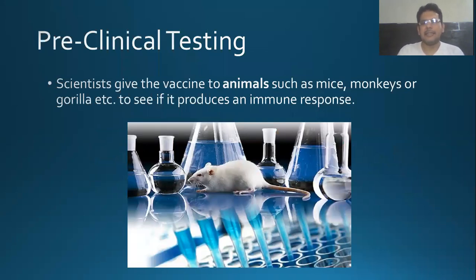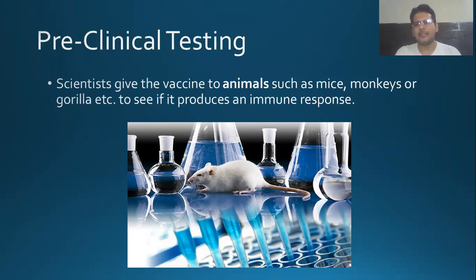The first is the preclinical testing. Preclinical testing is the stage of vaccine development in which we focus on animals. So these are the animal studies in which we introduce the vaccine to animals like mice, monkeys, and several other animals, and we see whether the vaccine gives an immune response, whether antibodies are produced in the animals or not. So preclinical testing is done on animals, and if there is a response from the vaccine, then we go towards the human trials.